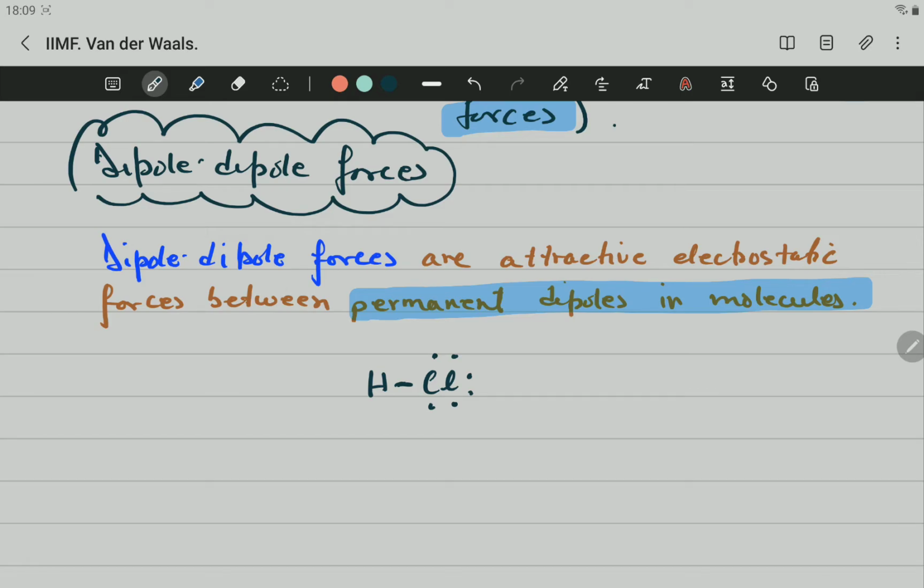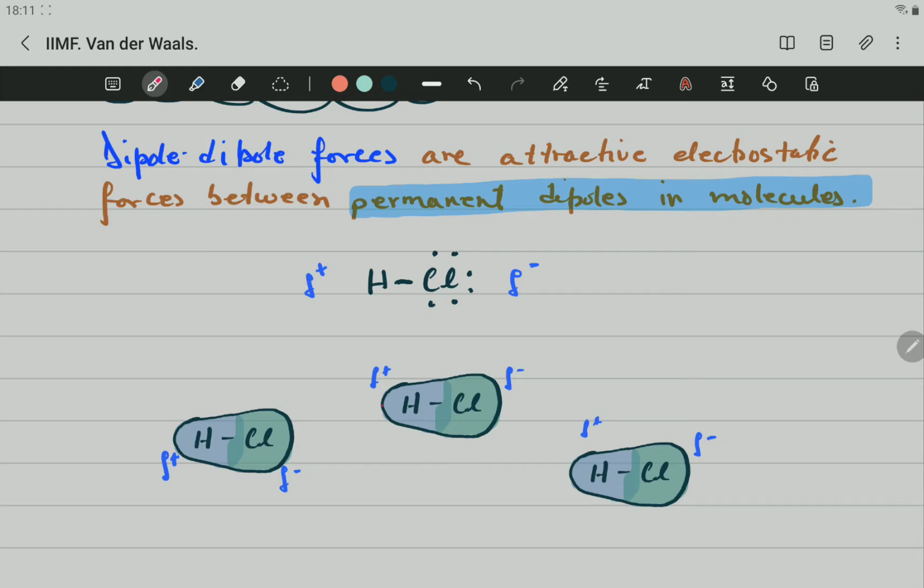Now what we need to know, in this case, hydrogen has less electronegativity, so this side of the molecule will be slightly positive, and chlorine has a high electronegativity, will pull the bonding pair a little bit stronger, so it will be slightly negative. Now we have different molecules of hydrogen chloride interacting. Let's say, for instance, we have three molecules. Remember, there is no such thing as only three molecules. There are millions of molecules in one drop of hydrogen chloride.